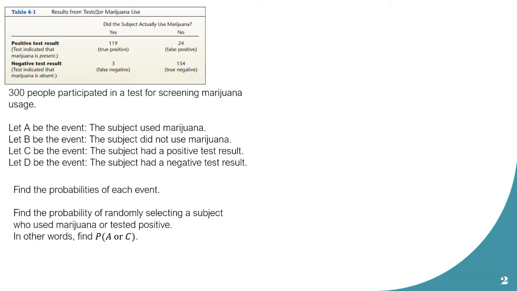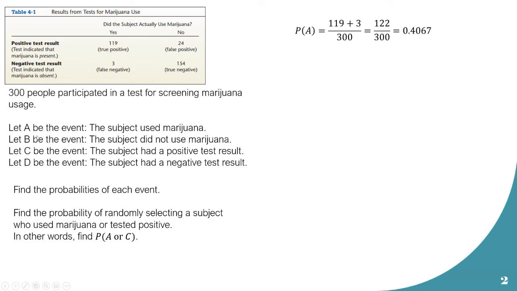So look at the results here. Right, so pause and look at these and think about it for a moment. So let's identify some events here then. Event A: the subject used marijuana. B: the subject did not use marijuana. C: the subject had a positive test result. D: the subject had a negative test result. You're asked to find the probabilities of each event, and you're also asked to find the probability of randomly selecting a subject who used marijuana or tested positive. In other words, find the probability of A or C.